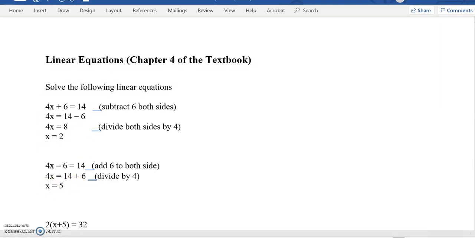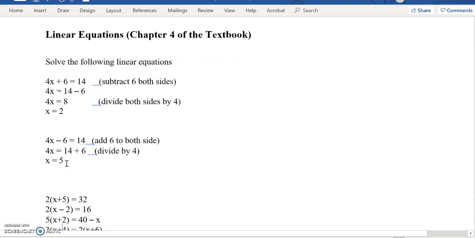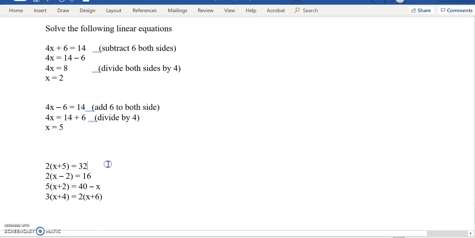And we can substitute that in and double check it here. So let's say when x equals 5, put 5 into here. Let's see if it works. 4 times 5 is 20. 20 minus 6 is 14. So it looks like we're doing pretty well again here.